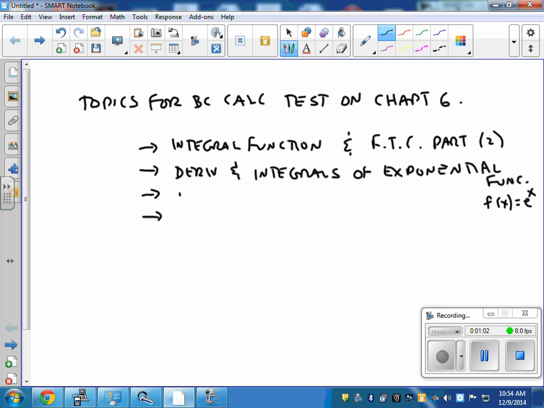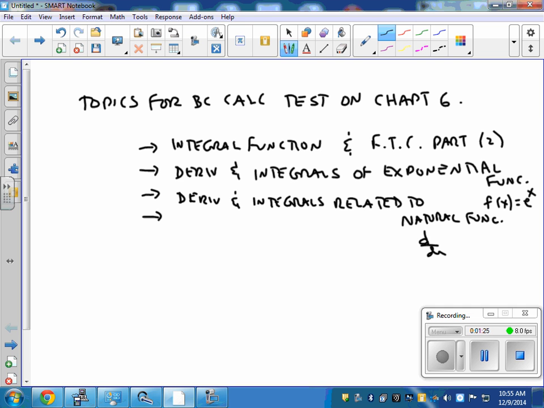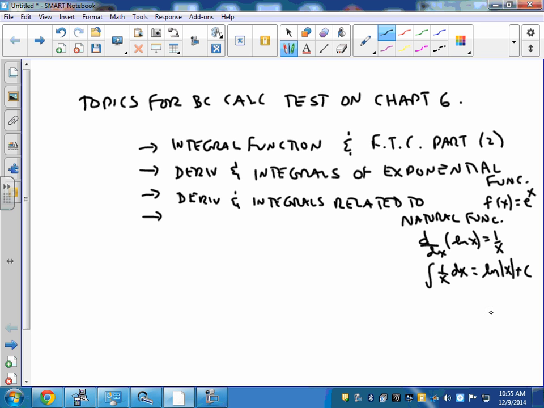The third topic was derivatives and integrals related to the natural logarithm function. And again, we were doing the derivative of the log function, but it was 1 over x, and the integral of 1 over x was the natural log. So more examples on those on the next slide.